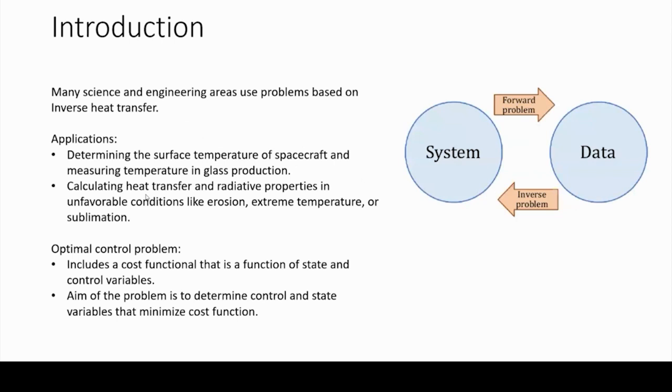So, intro. Applications of such problems are determining the surface temperature of spacecraft and measuring temperature in glass production. Also calculating heat transfer and radiative properties in unfavorable conditions like erosion, extreme temperature, or sublimation. So what is an optimal control problem? It includes a cost functional that is a function of state and control variables. The aim of the problem is to determine the control and state variables that minimize the cost function.